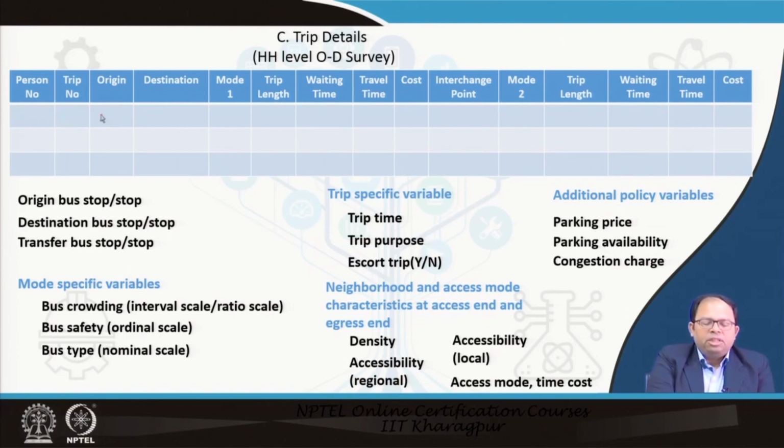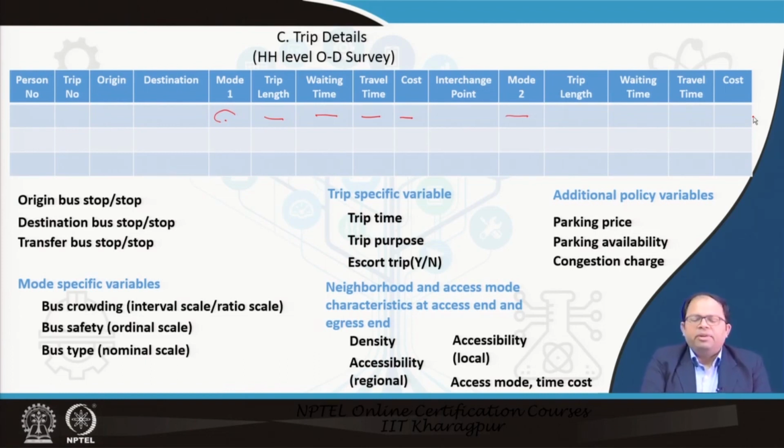So we write the origin of the trip, the destination of the trip. The origin could be his home, or it could be a ward number. Destination could be his office. It could be the ward number of the office or the name of that particular location. Then whatever mode he is taking, the first mode, the trip length, the waiting time, the travel time, cost of that particular mode. Does he do a transfer? Does he opt for a second mode, and so on? So we can also give him another, if we feel that the person makes more than one transfer, we can keep on adding this, and he can also record the other trips in a similar way.